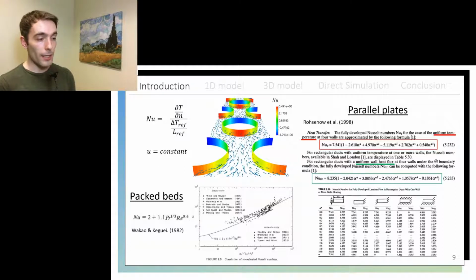And for parallel plates, Rohsenow et al. in their book presented correlations for the Nusselt number, not only depending on the geometry of those rectangular channels, but also for different kinds of boundary conditions. They presented one in red for a uniform temperature at the walls, and another one in green for a uniform wall heat flux at the walls. And well, this gives us an idea of how many variables influence the value of an average Nusselt number, that it ends up not being constant neither through space nor time.